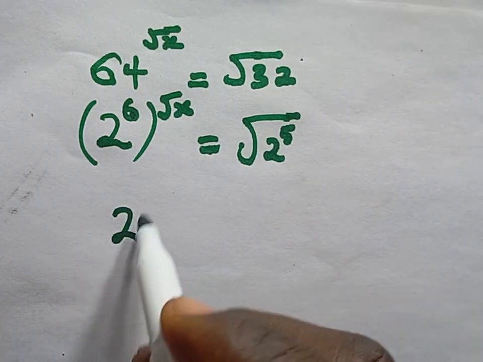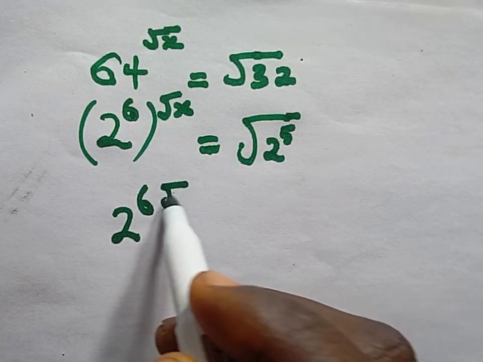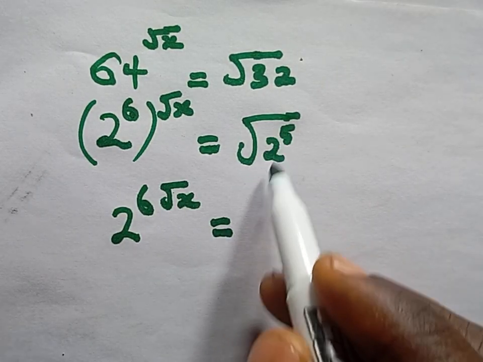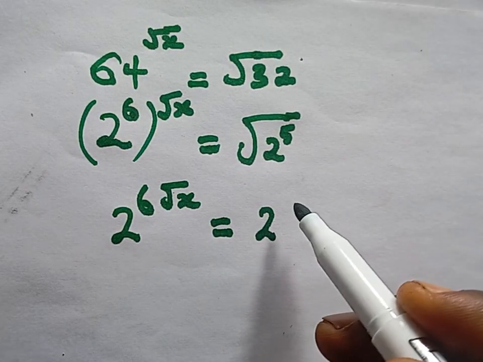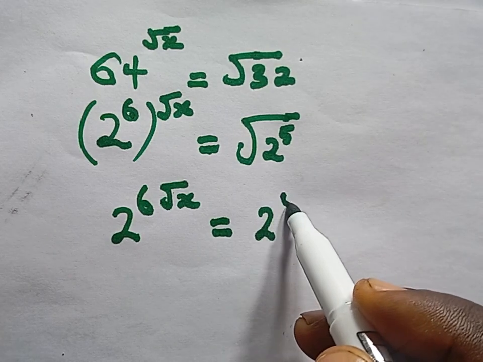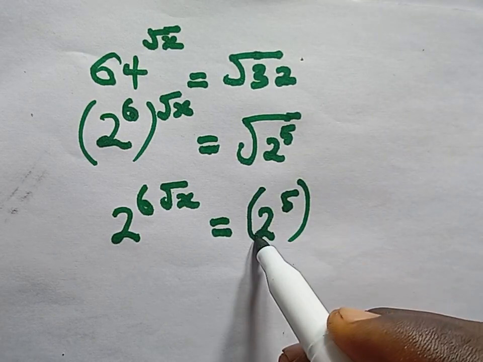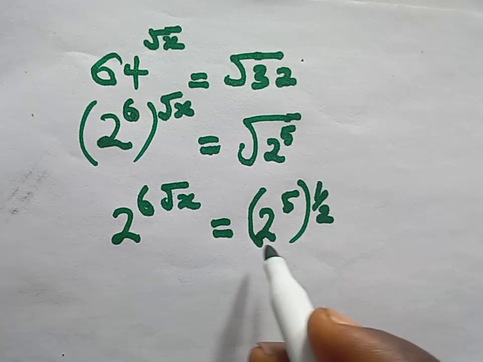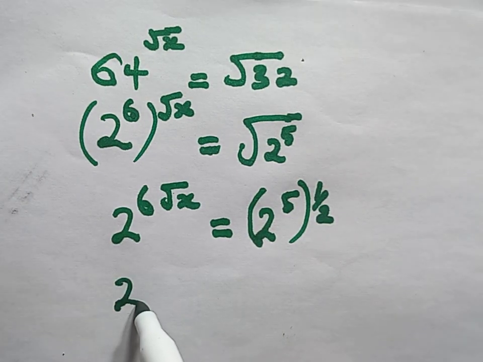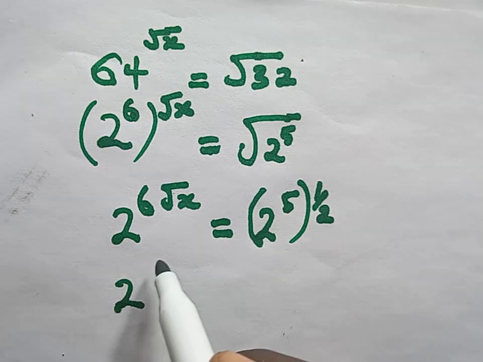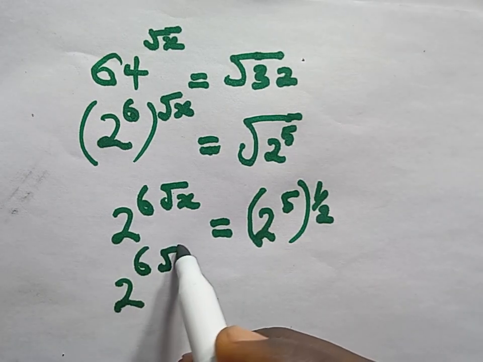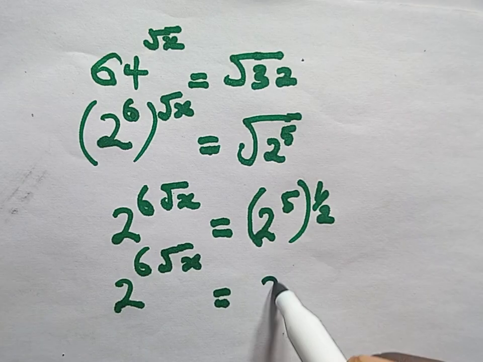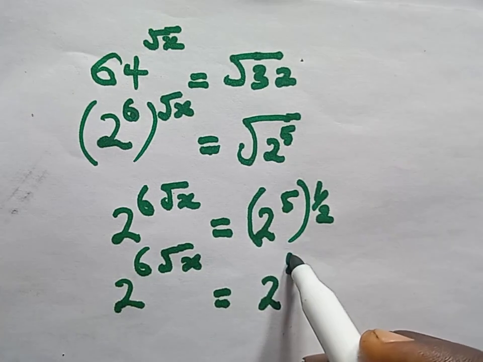So I'm going to be having 2 power 6 root x is equal to, so I can write this square root as 2 power 5, then raised to the power 1 over 2. So I will still continue to simplify. So this is 2 power 6 root x is equal to 5 times 1 over 2, which is 2 power 5 over 2.